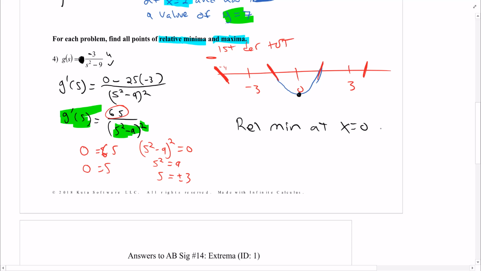We do want to find the y coordinate as well, which means you just take 0 and you plug it into your original function.